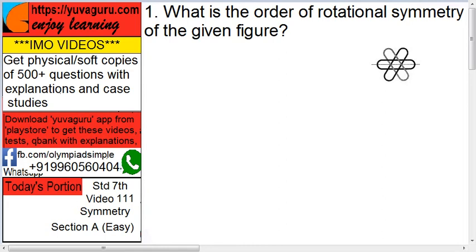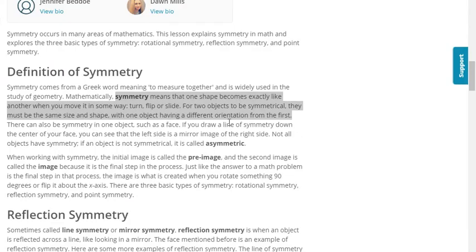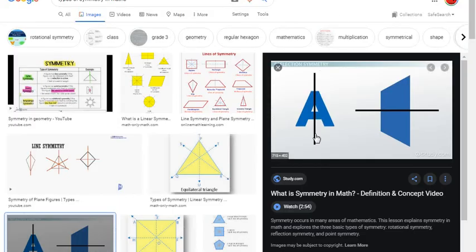What is the order of rotational symmetry of the given figure? This is the given figure. Firstly, what is symmetry? Symmetry means that one shape becomes exactly like another when you move it in some way: turn, flip or slide. I will explain in simple terms.